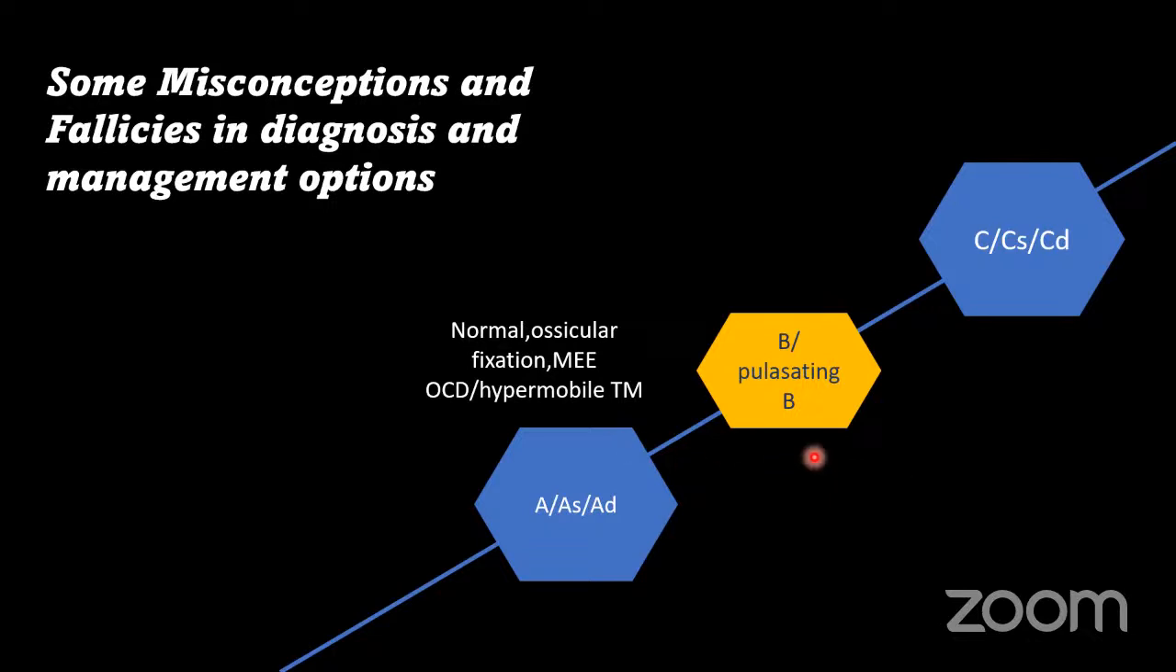Similarly, but again, we should correlate with all the other values. For B type, it could be either wax, perforation, rupture, or a middle ear effusion. And pulsating B type could indicate a glomus jugular tumor as well. Again, we have to correlate with all the other values in the emittance, that is the ear canal volume, the gradient, the resonant frequency, etc. For C type, again, it could be eustachian tube dysfunction, which is the case in most of the patients, or it could be ossicular chain discontinuity in CD type or a middle ear effusion in C or CS type also.